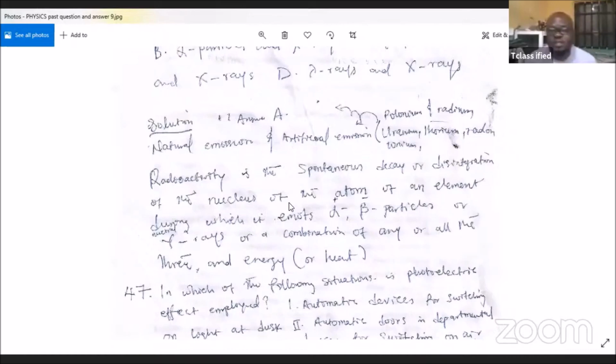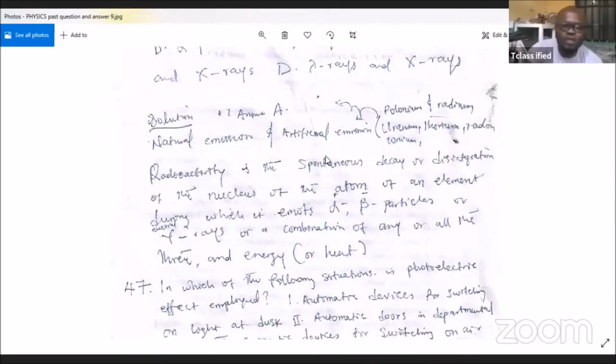Radioactivity is the spontaneous decay or disintegration of the nucleus of atoms of an element during which it emits alpha, beta, and gamma rays, or a combination of any or all of the three, and energy as heat as well. Okay, so you can see alpha and beta particles covers what we want.